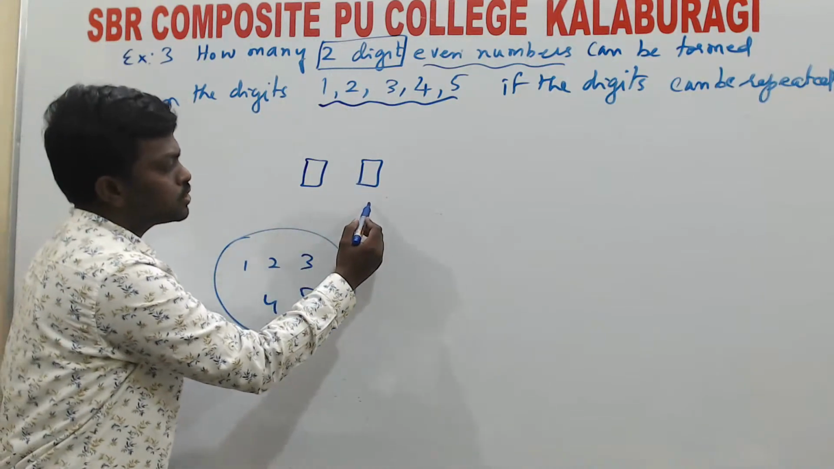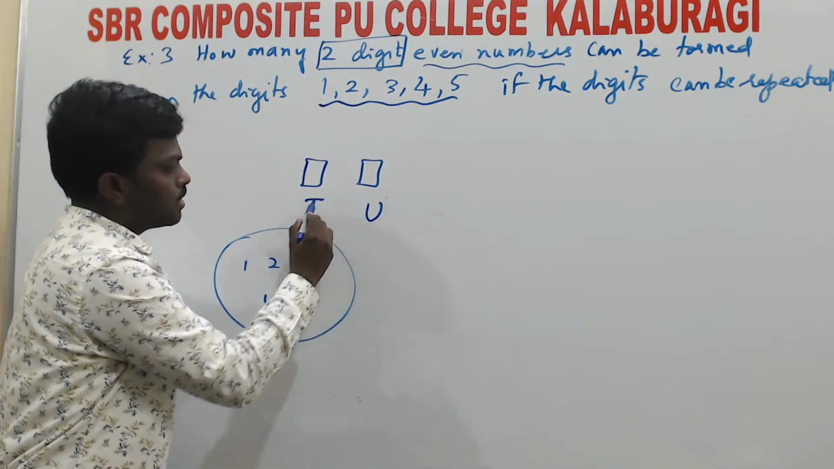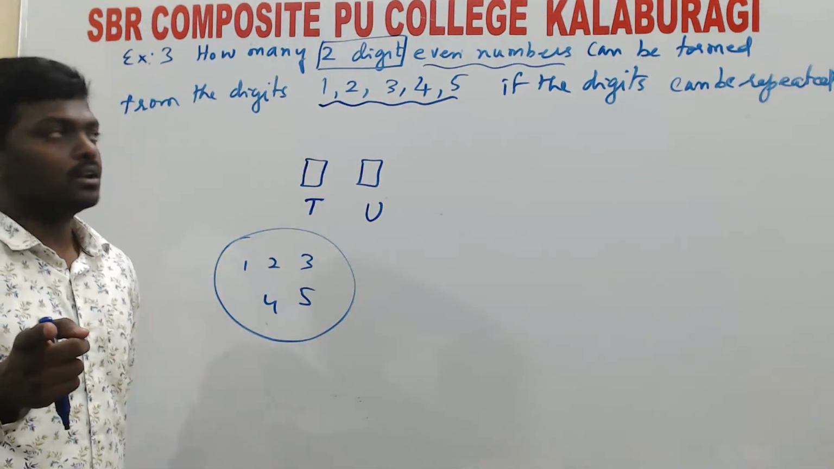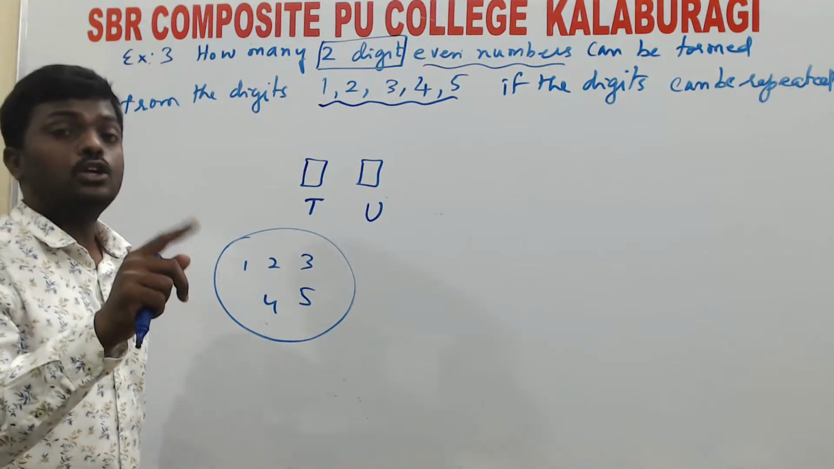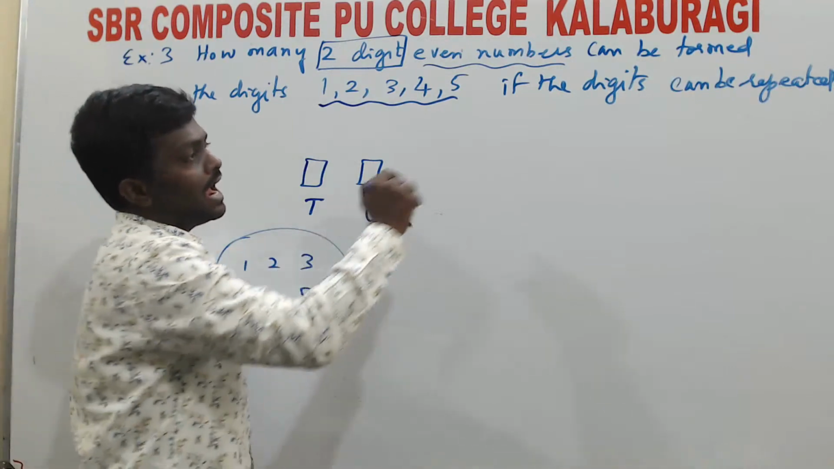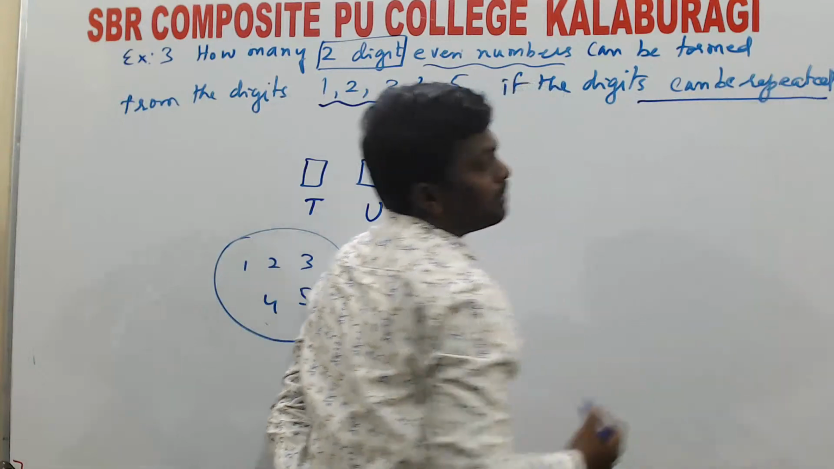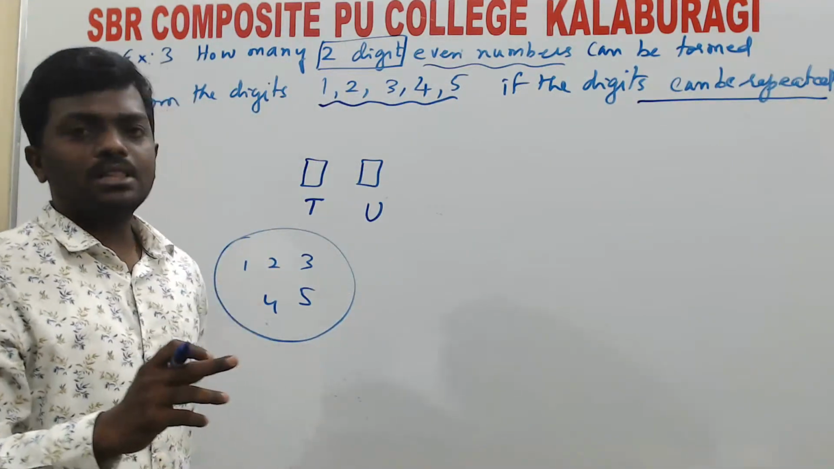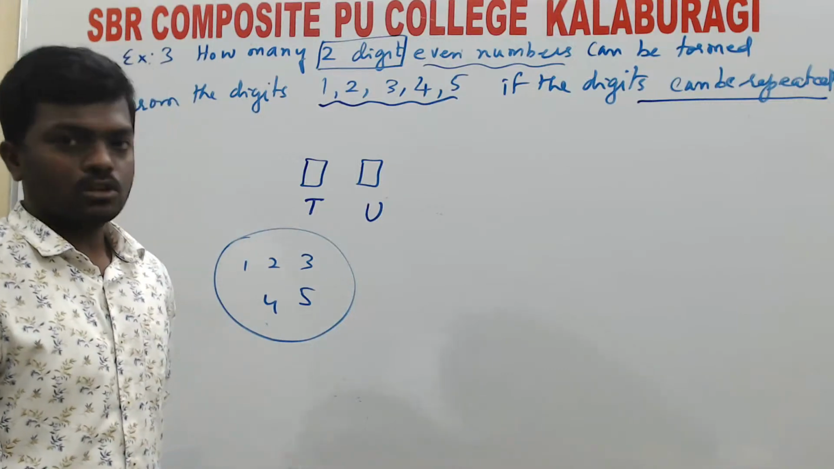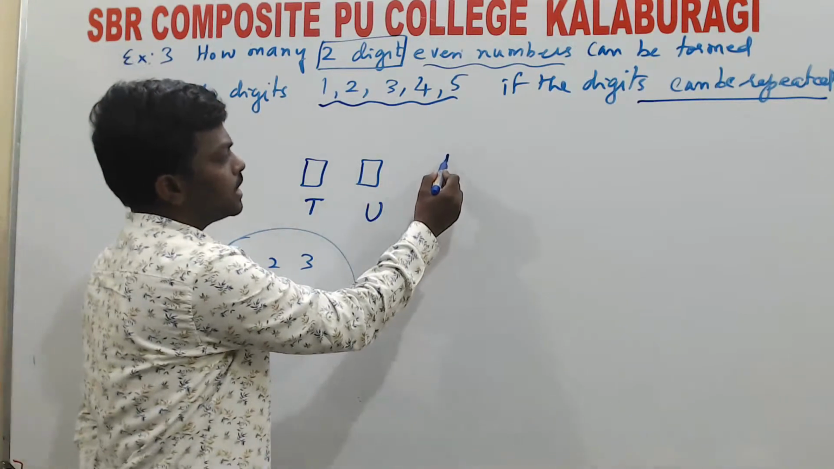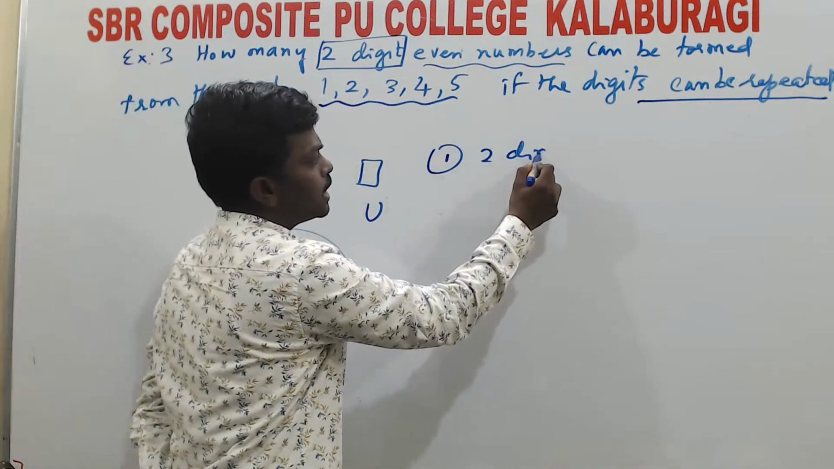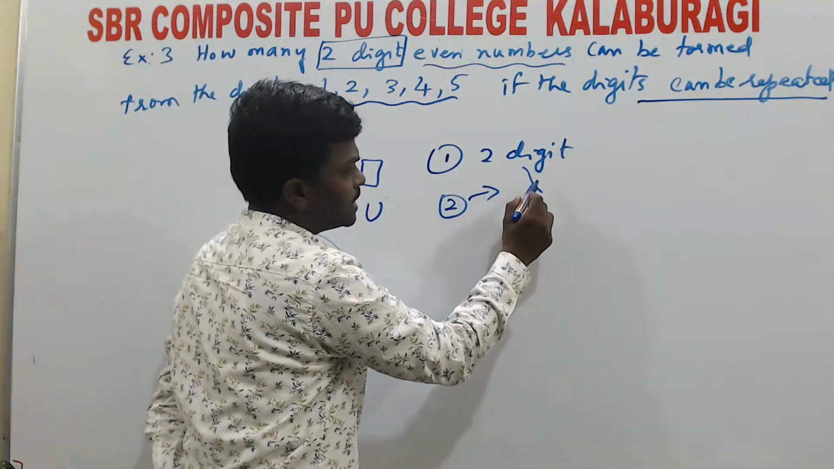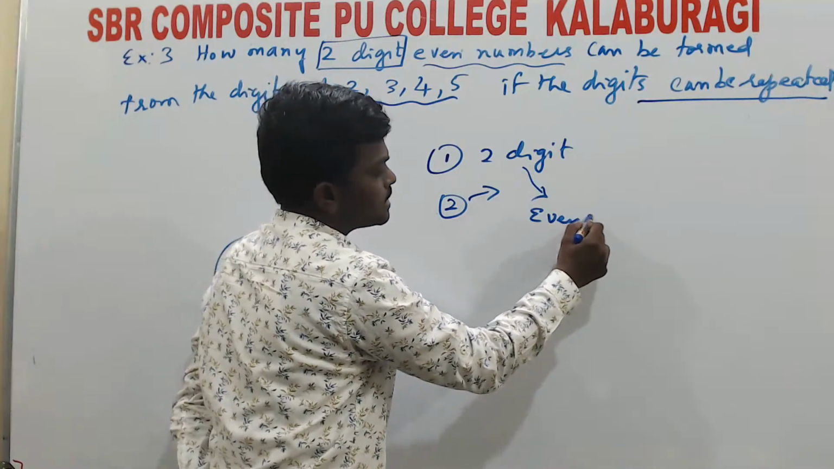They are asking us to form a two digit even number. Not just a two digit number. And they are telling us the digits can be repeated. So it is possible that you can repeat the digits also. So here one thing you need to remember: they are asking for a two digit number as well as an even number. That's important.